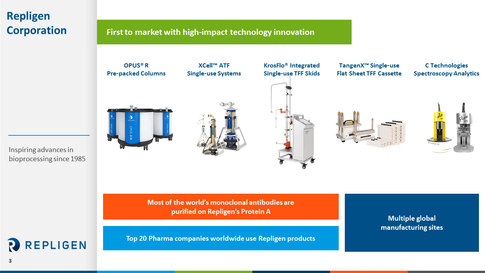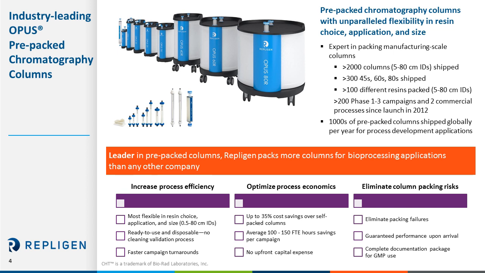So today we'll be focusing on our OPUS pre-packed column line, and as you see from some of the numbers on the slide, we continue to grow very quickly. Repligen packs more columns for bioprocessing applications than any other company in the world. This includes columns for lab scale up to the largest OPUS 80 centimeter columns used in GMP manufacturing.